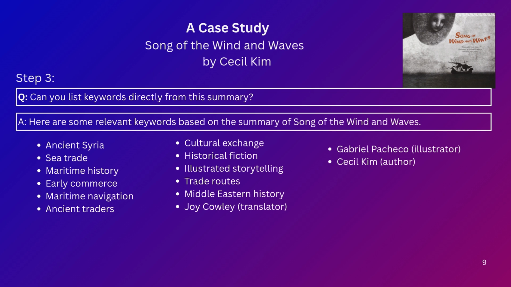To identify appropriate library subject headings in LCSH, I first asked Copilot to extract keywords from the improved summary. The AI successfully identified themes and elements, and recognized that the book is a work of illustrated storytelling, which is an important detail for subject analysis.